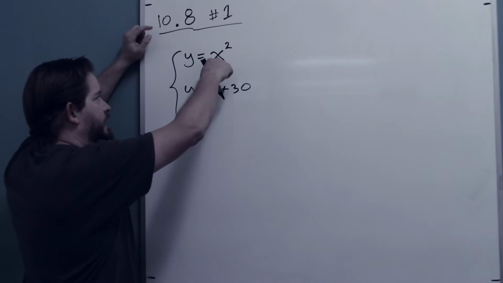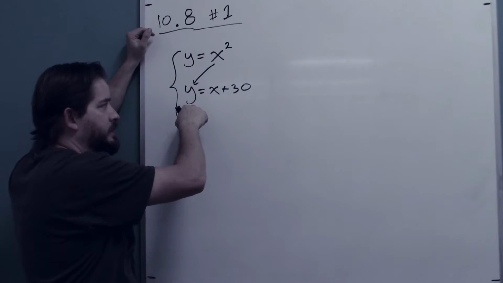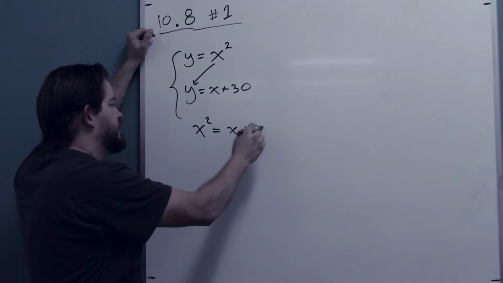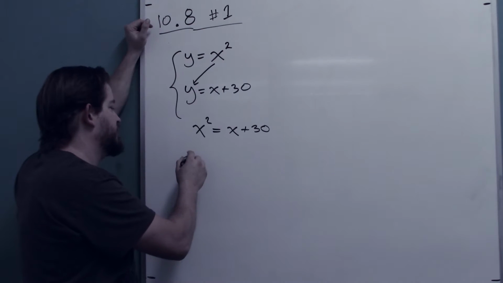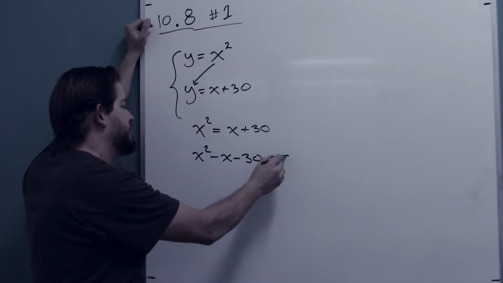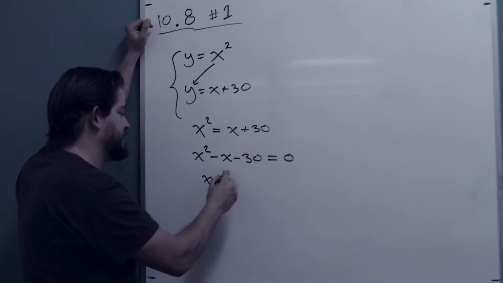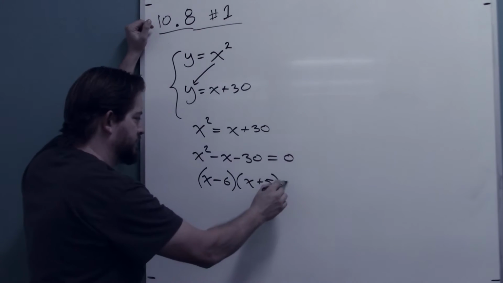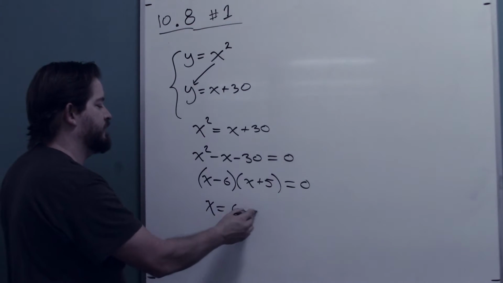I know that y is equal to x squared, and therefore if I take that x squared and replace the y in the other equation, I should get x squared equals x plus 30. This is just a quadratic in x. And so I'm going to subtract x and subtract 30 to give me x squared minus x minus 30 equals 0. I do that so that I can factor this as (x minus 6)(x plus 5) equals 0. And you can see that we'll get x equals a positive 6 or a negative 5.